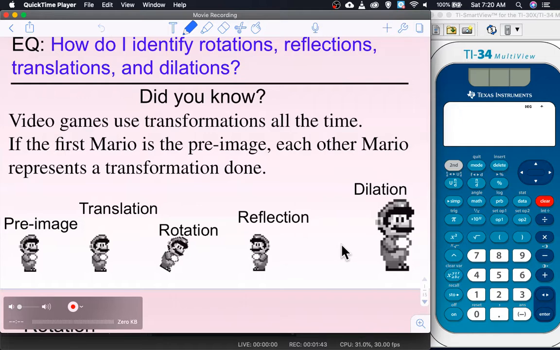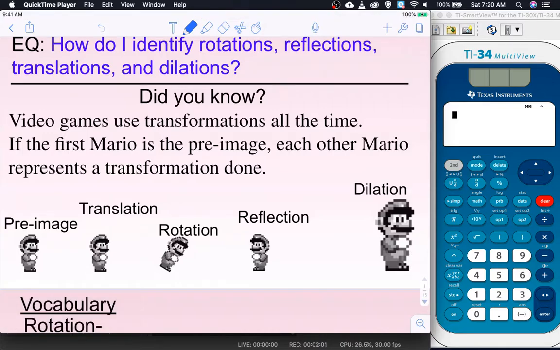And let's say he ate one of the big mushrooms. This is one way they could have done a dilation. They could have made him bigger, just dilate the exact same picture. These are all just copied and pasted and then moved, turned, flipped over, made bigger. But that's what a transformation really is. It's just taking an image and changing it.